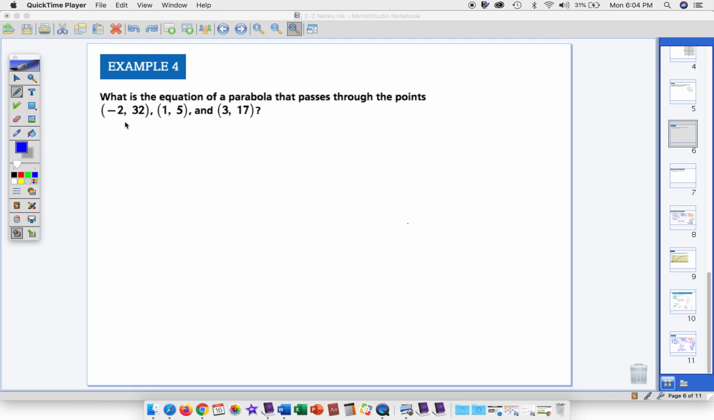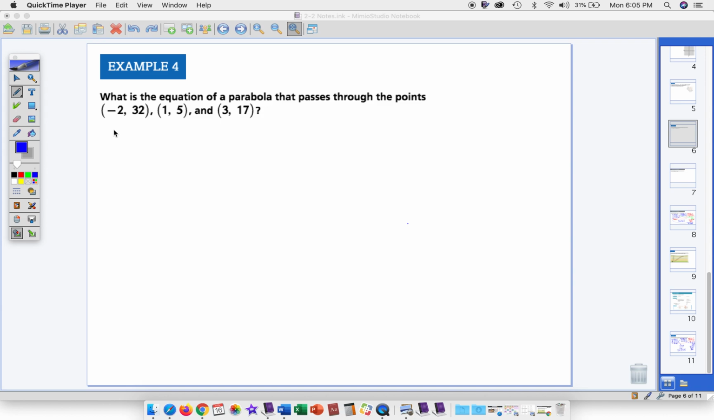We're going to use solving systems to come up with the equation of a parabola given 3 points. So this is different from the problems we were doing earlier. Notice none of these are just 3 points that the parabola passes through. None of these are the vertex, none of these are a y-intercept.